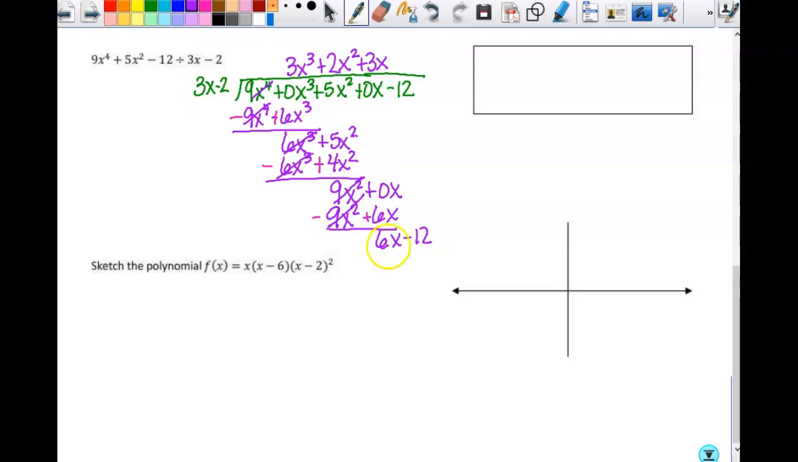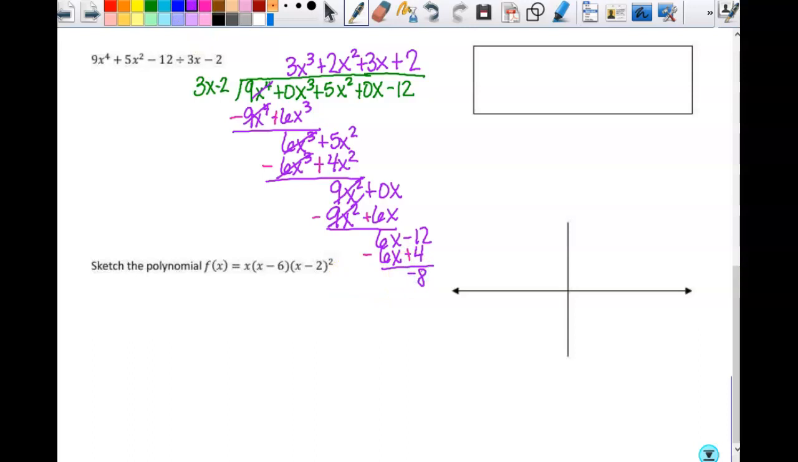3x goes into 6x, a positive 2 times. So 2 times 3x is 6x. 2 times a negative 2 is a negative 4. Then I change the signs on both. This gives me a negative 8. Okay, and that's my remainder.